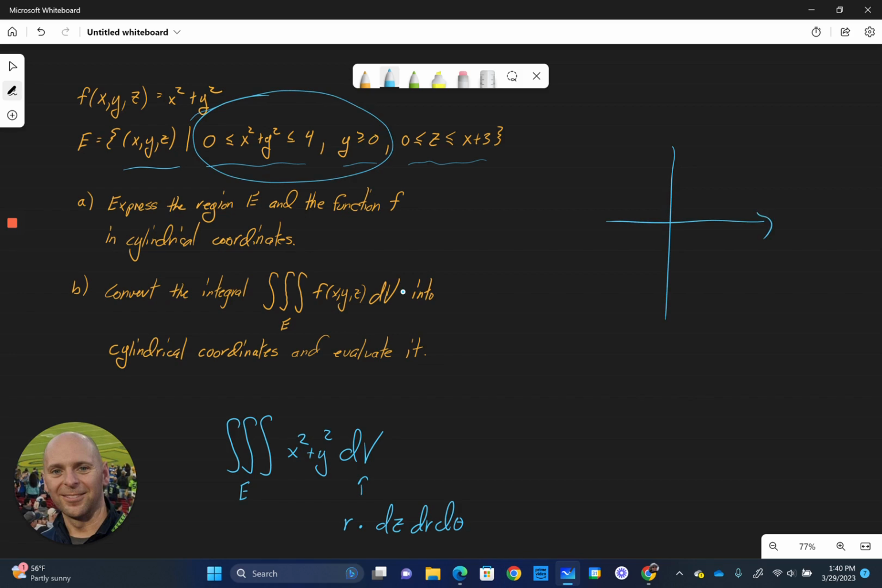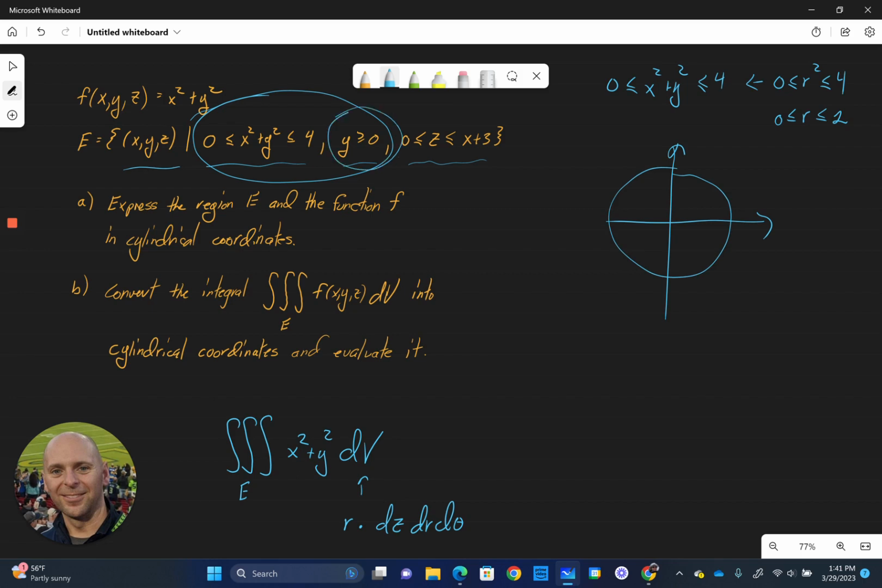So if we look down on that particular region, the first part of this says that x squared plus y squared is bounded between 0 and 4. So effectively, since x squared plus y squared is equal to r squared, this is really saying 0 is less than or equal to r squared is less than or equal to 4, or 0 is less than or equal to r is less than or equal to 2. So it's really just a circle of radius 2, and we're taking everything from 0 all the way out to 2 to define this full circle that we're going to use as our region D.